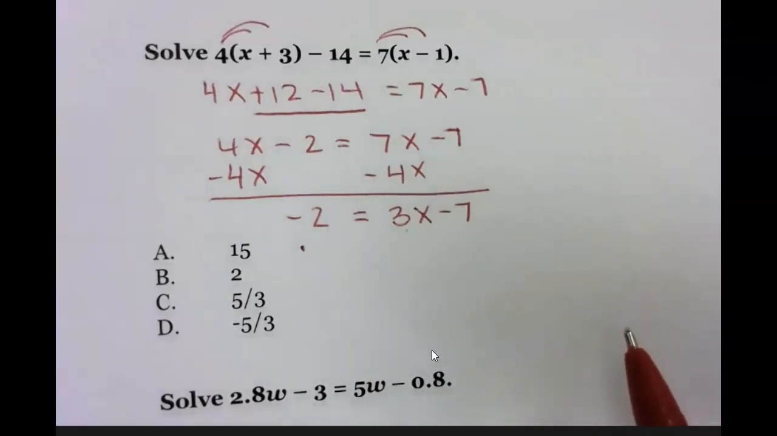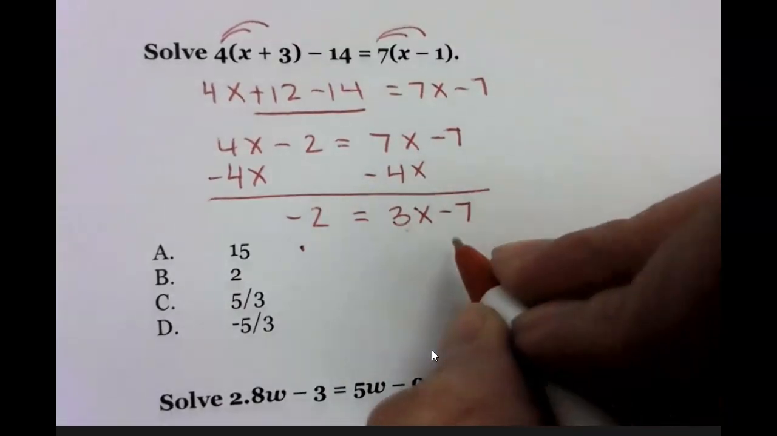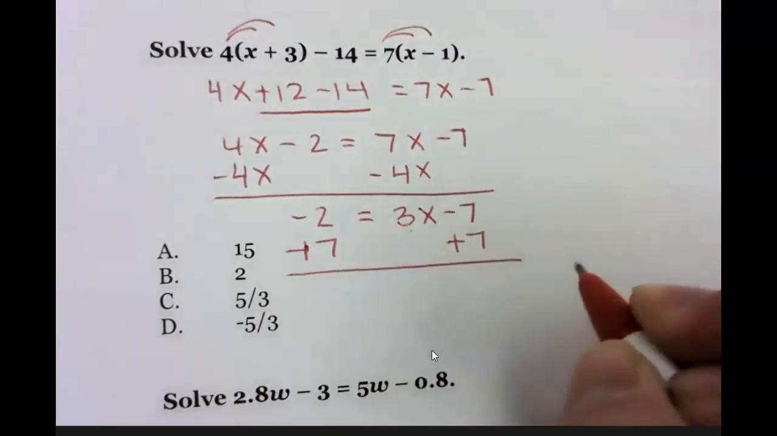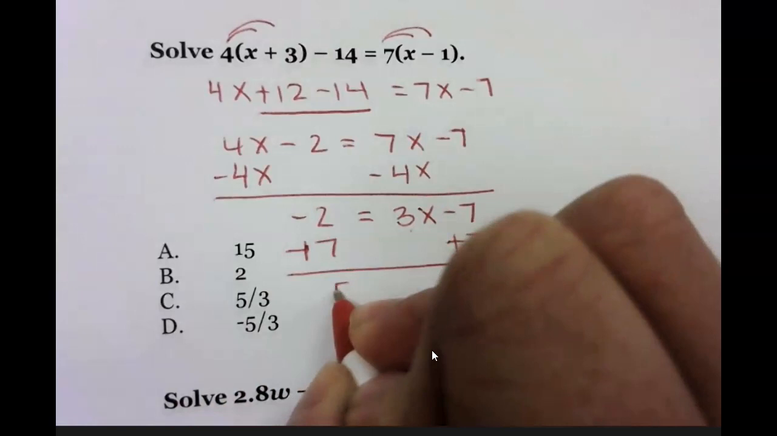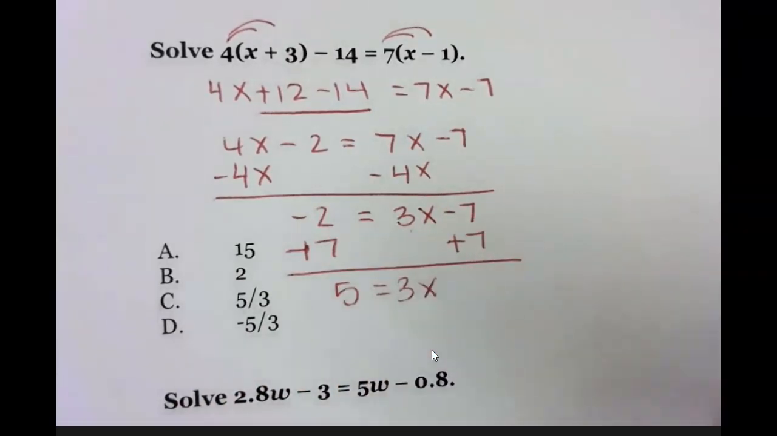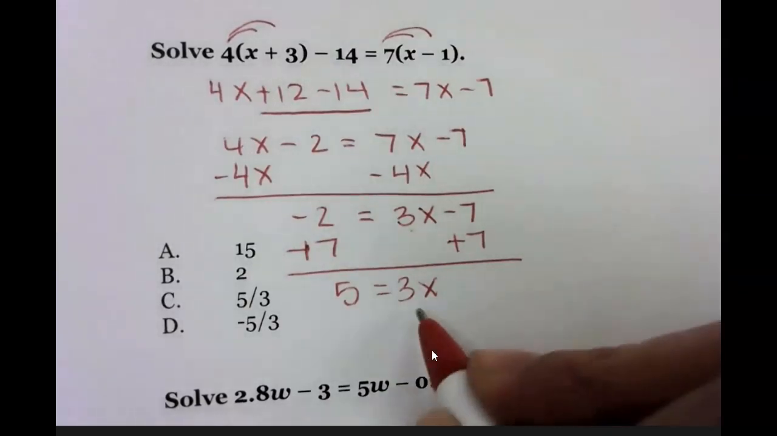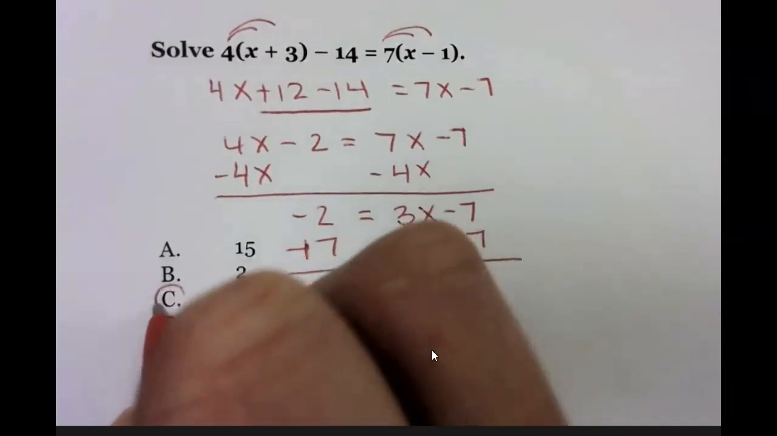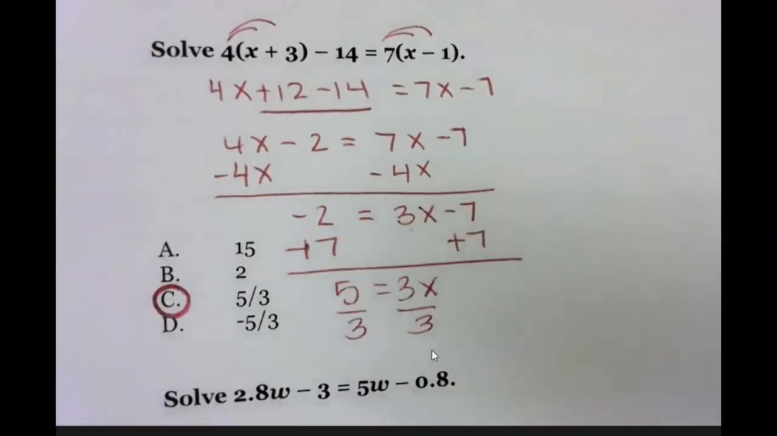Okay, what do we do next? Dominique? Add 7. Good. And then what do I do last? Luke? Perfect. So we got C again.